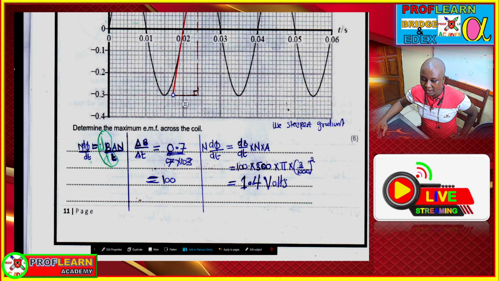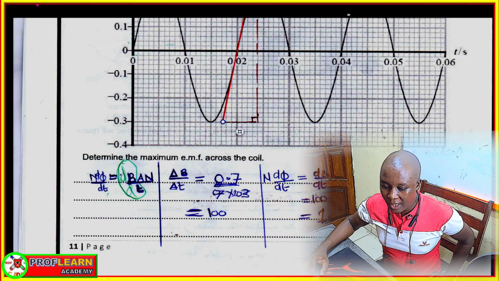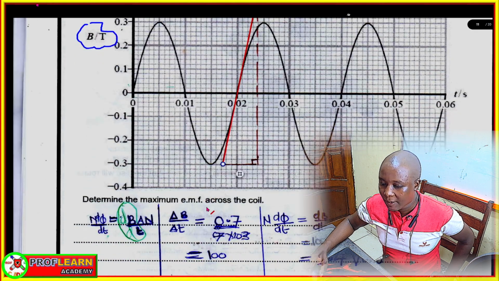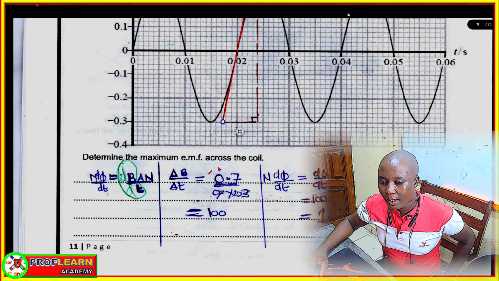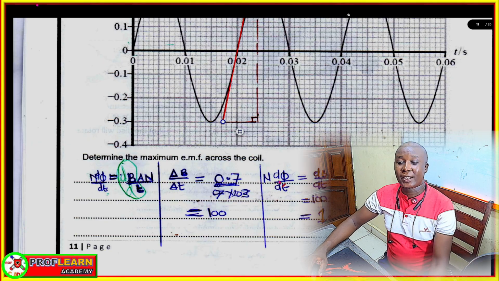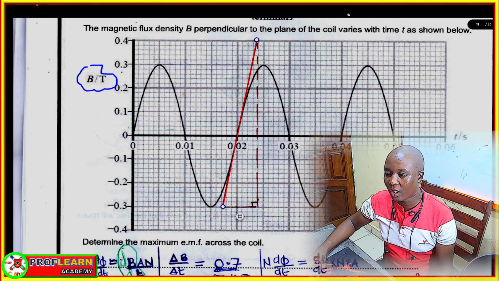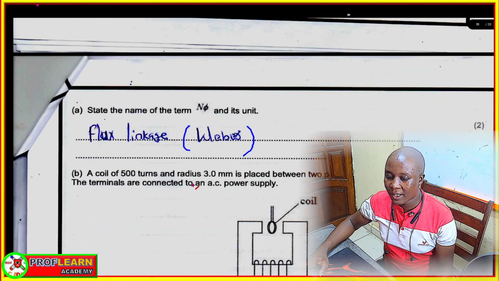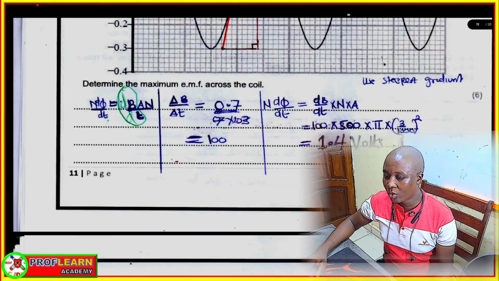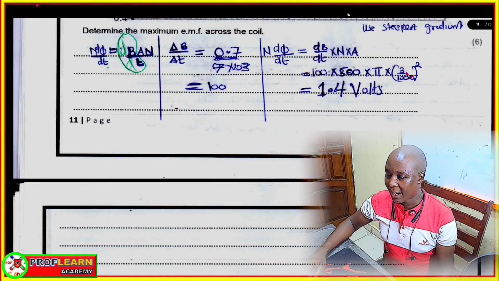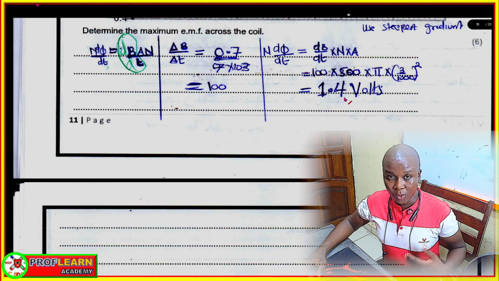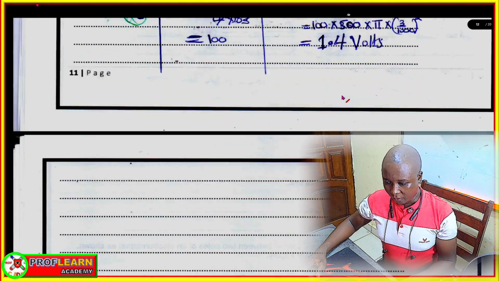Once you have that gradient as 100, the next thing you are going to do is get the rate of change of magnetic flux linkage, which is going to be the gradient times the number of turns times the cross-section area of the coil. You were told the radius of the coil is 3 millimeters. So you are going to convert this to meters and then use this radius to find the area, which you can see I did here, pi r squared times 500. Then if you work it out, you are going to get 1.4 volts.